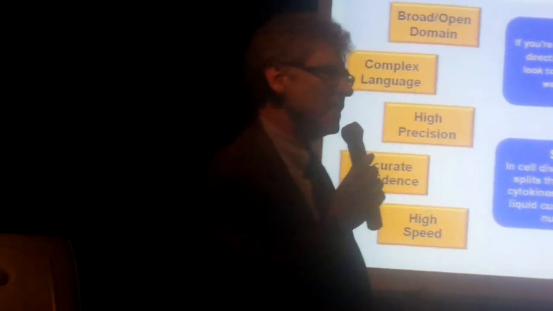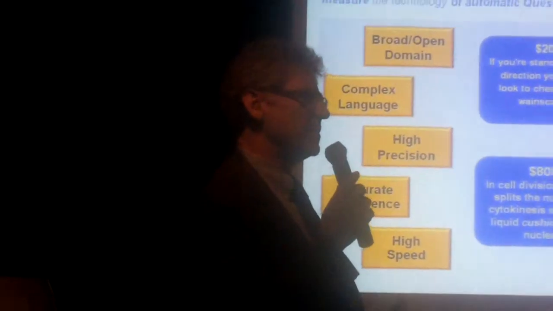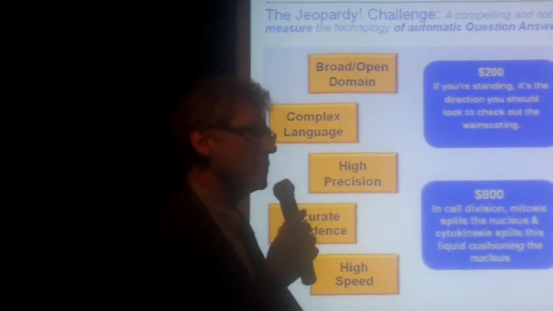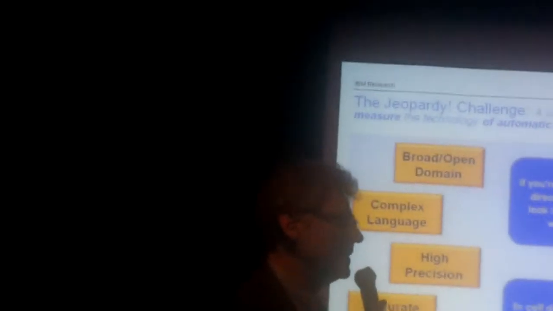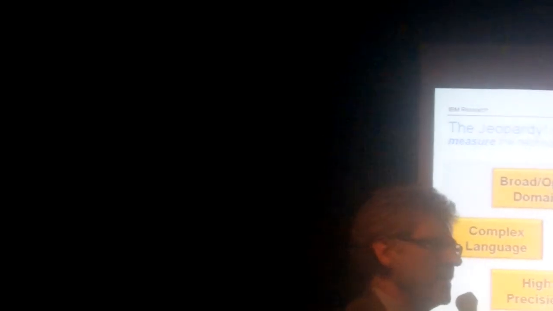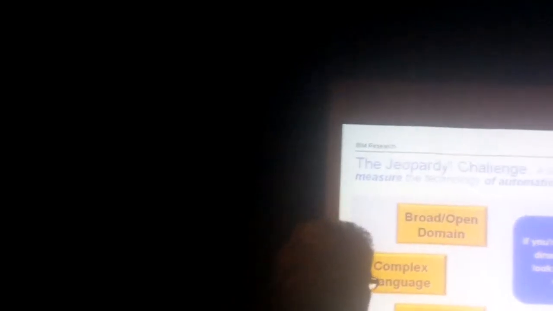Let's take the first one. If you're standing, it's the direction you should look to check out the wainscoting. Okay, so that's a difficult word. If you replace it by floor, it's just as difficult for Watson to answer that. It doesn't have a list of directions. It doesn't necessarily know what directions are, north, south, east, west, or the kinds of things that a director gives to actors. Let's say there are lots of different meanings of direction.